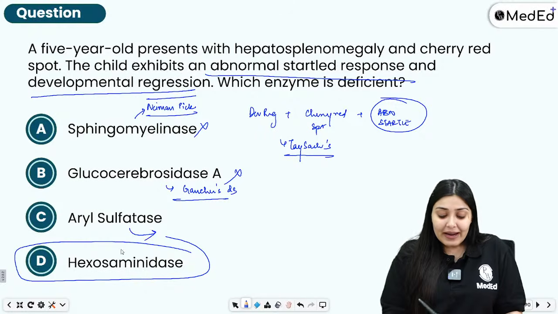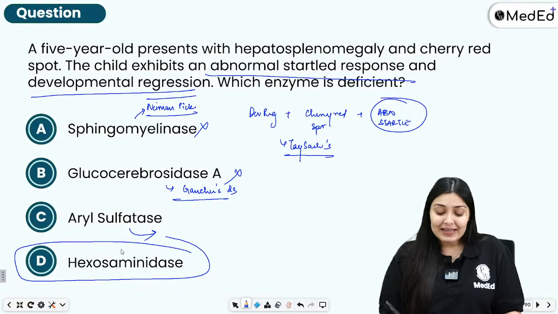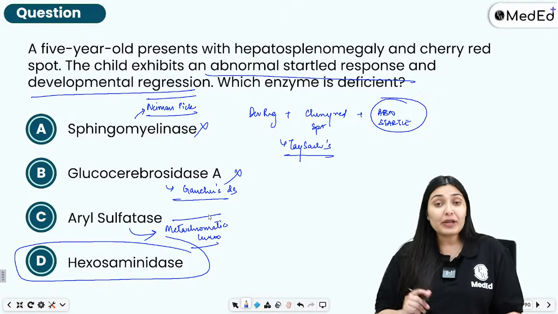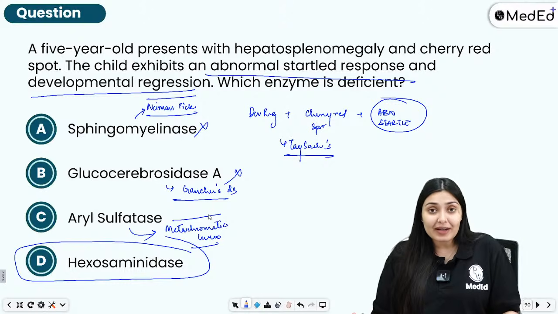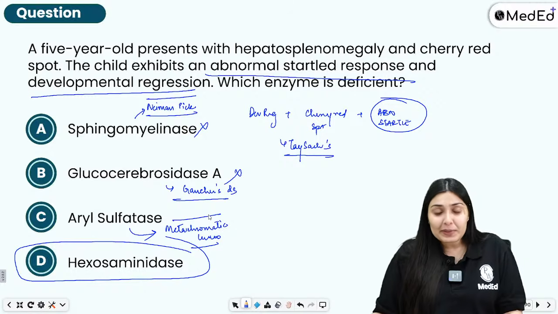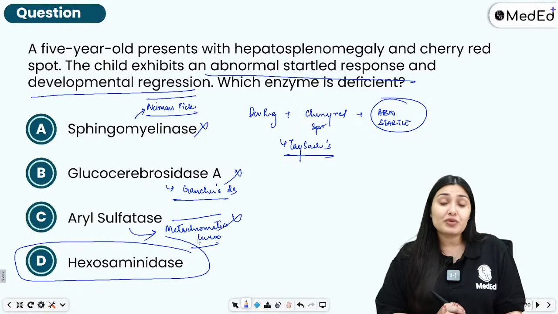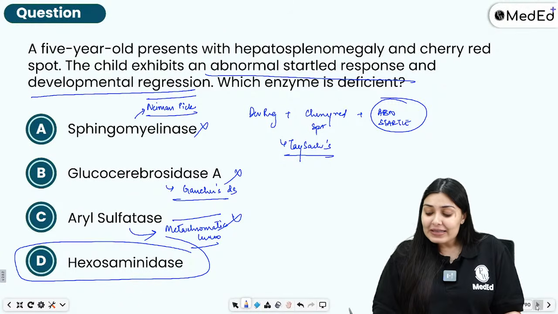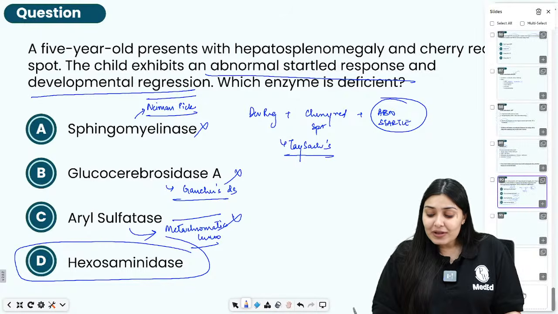Then we have aryl sulfatase deficiency. This we see in metachromatic leukodystrophy. So what do we see over here? Metachromatic leukodystrophy, we see demyelination features. So definitely we will see developmental regression, but no cherry red spot, no hepatosplenomegaly. So again, we can omit this option. The most appropriate over here is hexosaminidase A deficiency. Right. So with that, we end our session.